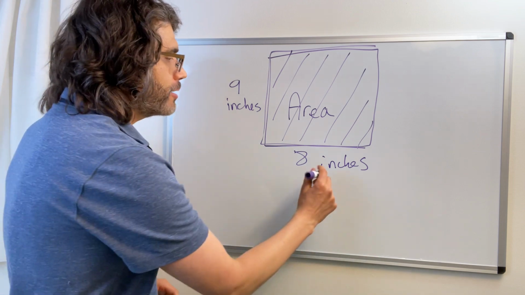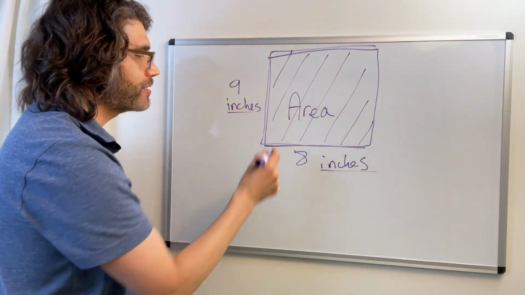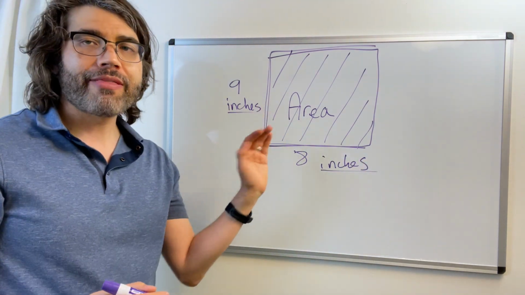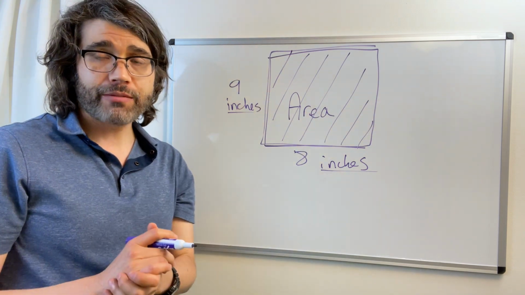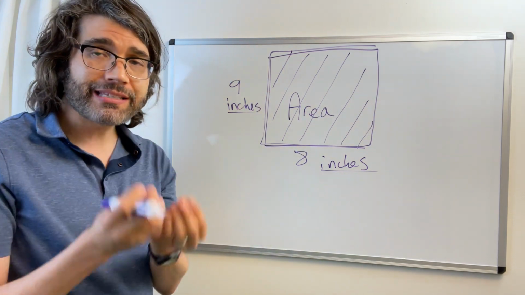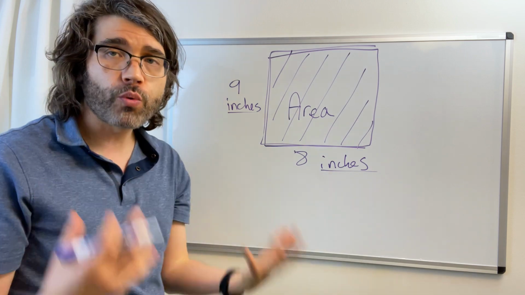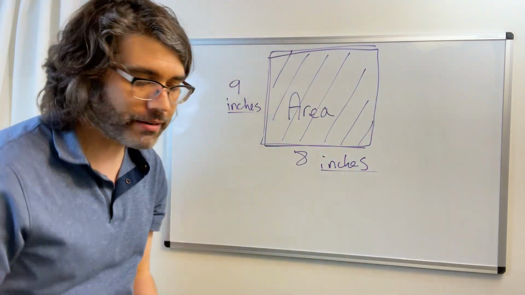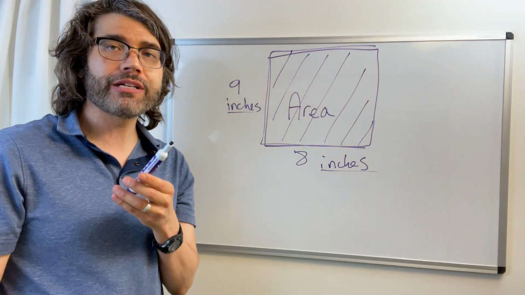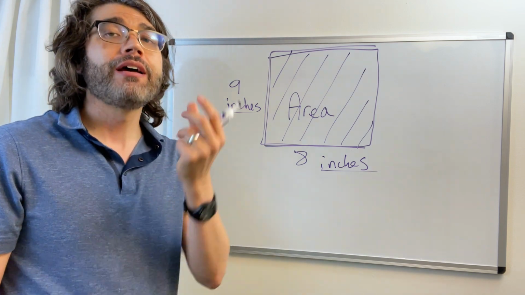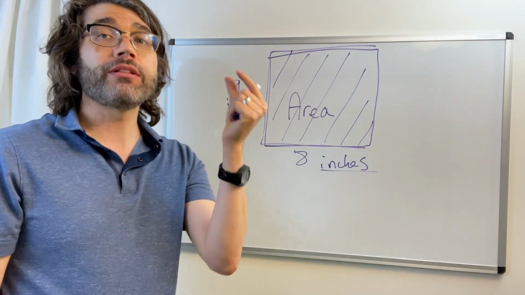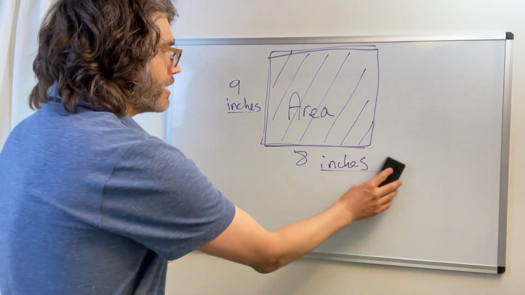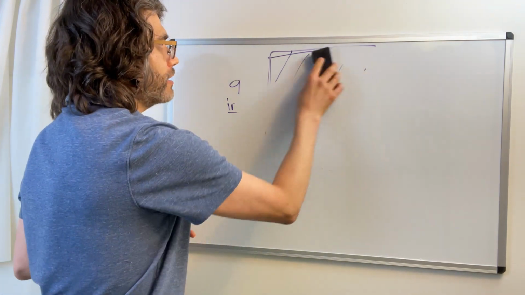So while we talk about inches in terms of distance, when we're looking at the area of a two-dimensional object, you don't use distance, you use something called square units. And it's called square units because it's literally units in the shape of little squares. Okay, so let me show you what that looks like.